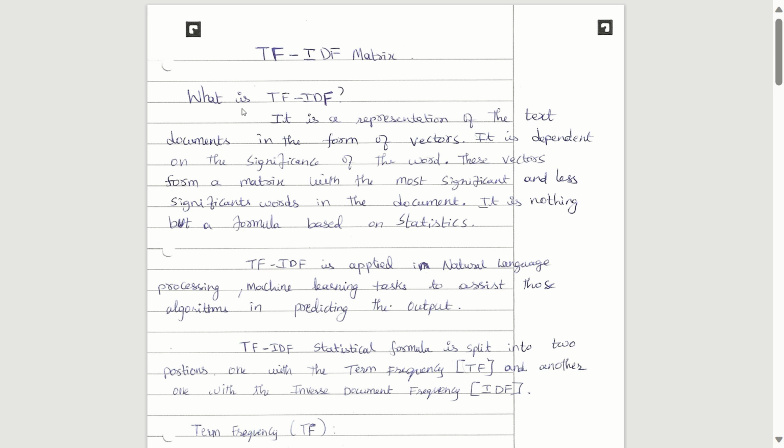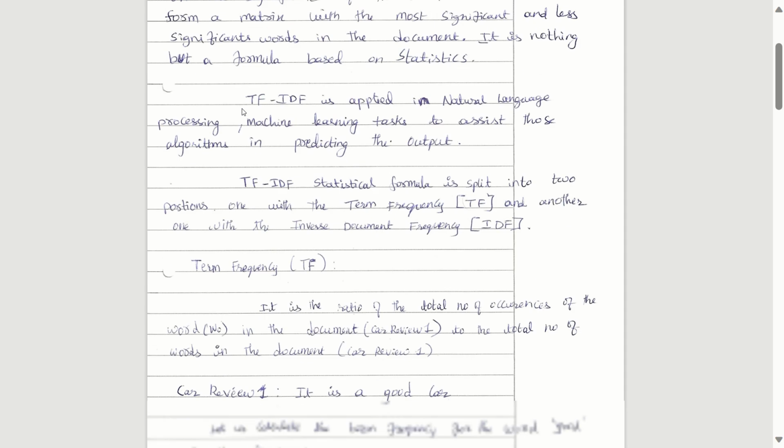So these vectors, which are formed as a matrix, show exactly which word is significant and which word is less significant. Of course, it's based on a statistical formula, and it's widely applied in natural language processing, machine learning, etc. to help the algorithms predict the output.